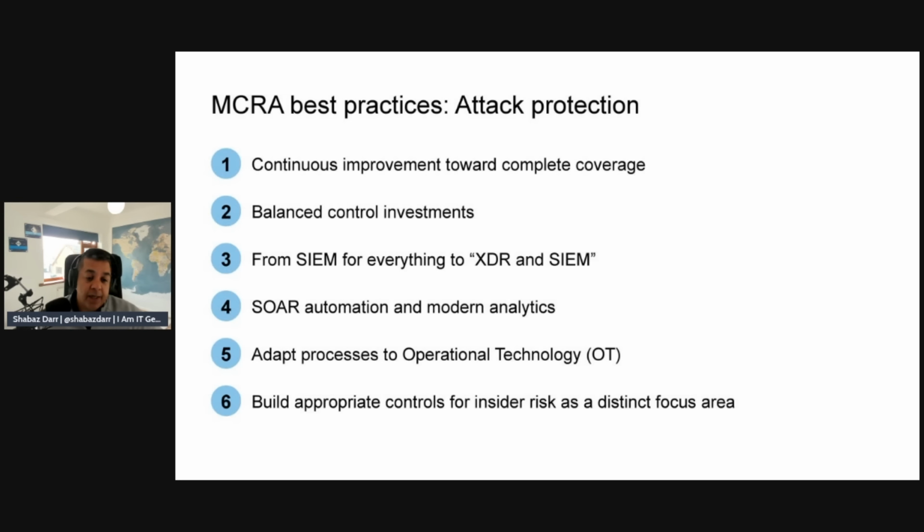Finally, let's talk about building appropriate controls for insider risk as a distinct focus. While some of the objectives for insider risk attacks are similar to external attacks, the risk is different from decreasing risk from external attacks. Insider risk includes elements like leak of sensitive data and data spillage, confidentiality violations, intellectual property theft, fraud, insider trading, and regulatory compliance violations as well.